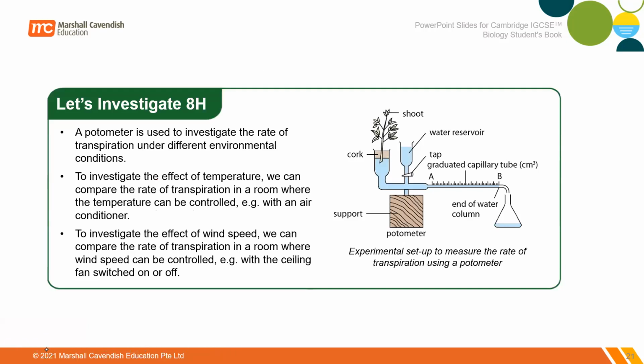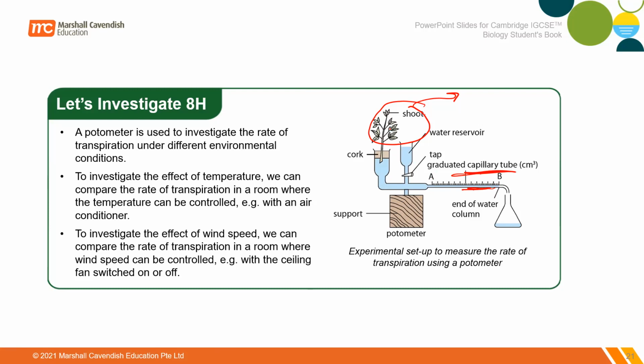This potometer is used to investigate the rate of transpiration. Usually, we will put a shoot part because the shoot part will transpire, and based on the distance moved on this graduated capillary tube, we can measure the rate of transpiration definitely. We have several factors affecting rate of transpiration, such as temperature, definitely. And there is a positive correlation: as temperature increases, rate of transpiration, or losing water from the plant, increases.